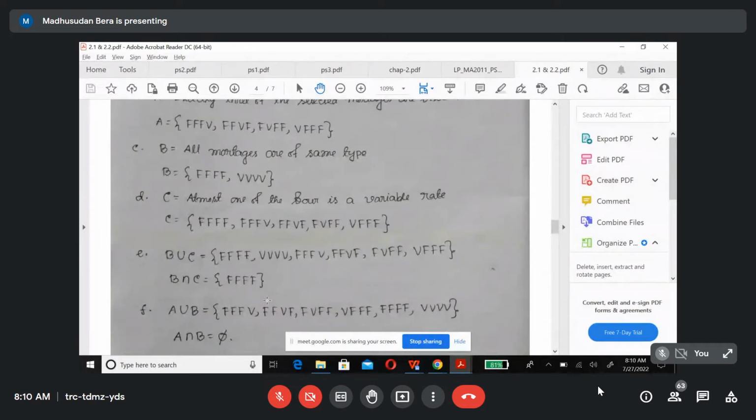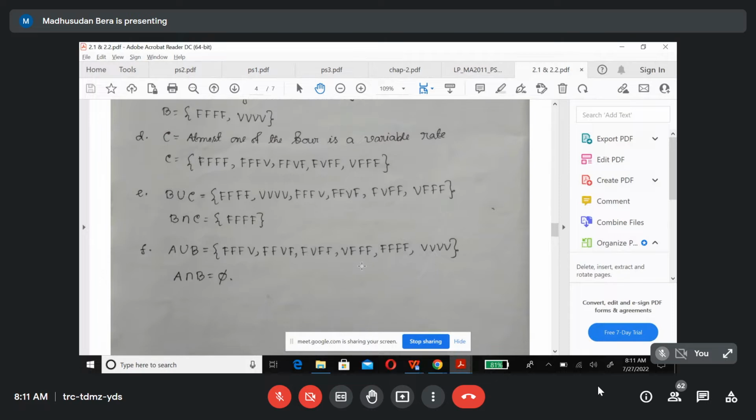For D, at most one of the four is a variable rate. That means there will be at most one V, so either no V or exactly one V. No V means all are F: FFFF. Or exactly one V: FFFV, FFVF, FVFF, VFFF. That is part D. Then some union and intersection you have to calculate, which you can find easily. So is this question okay?